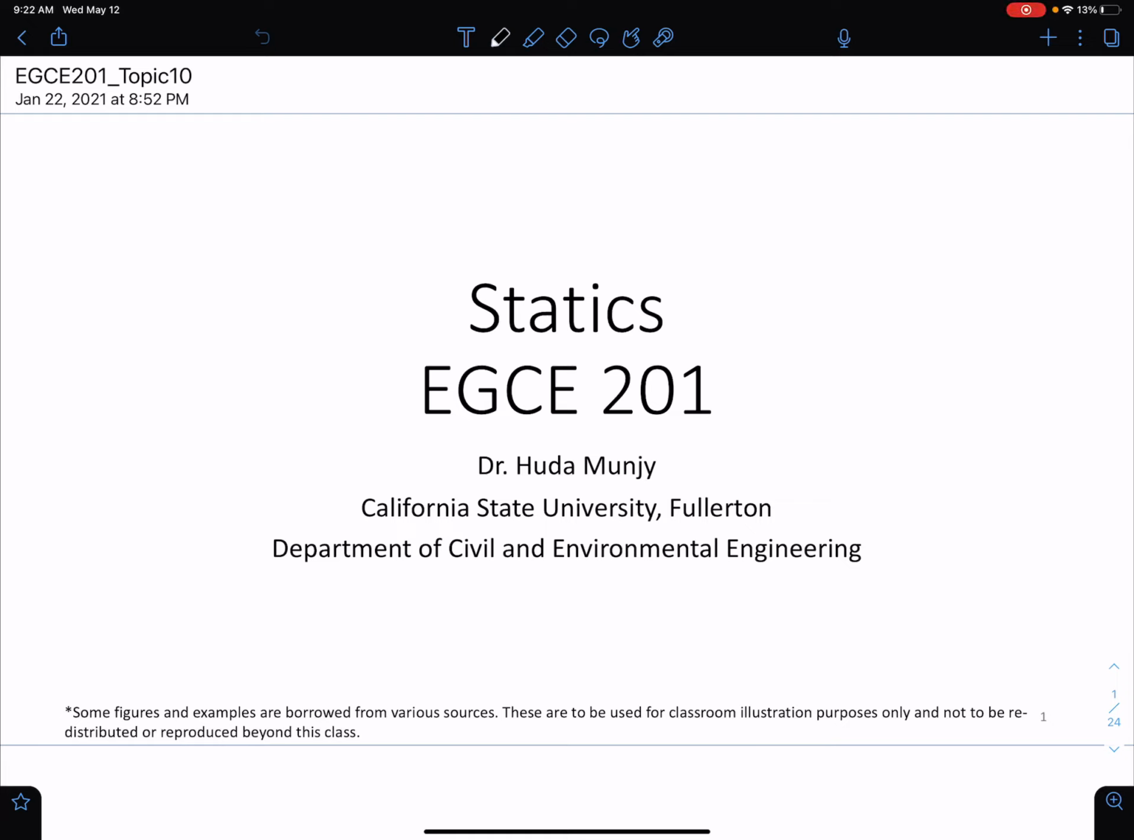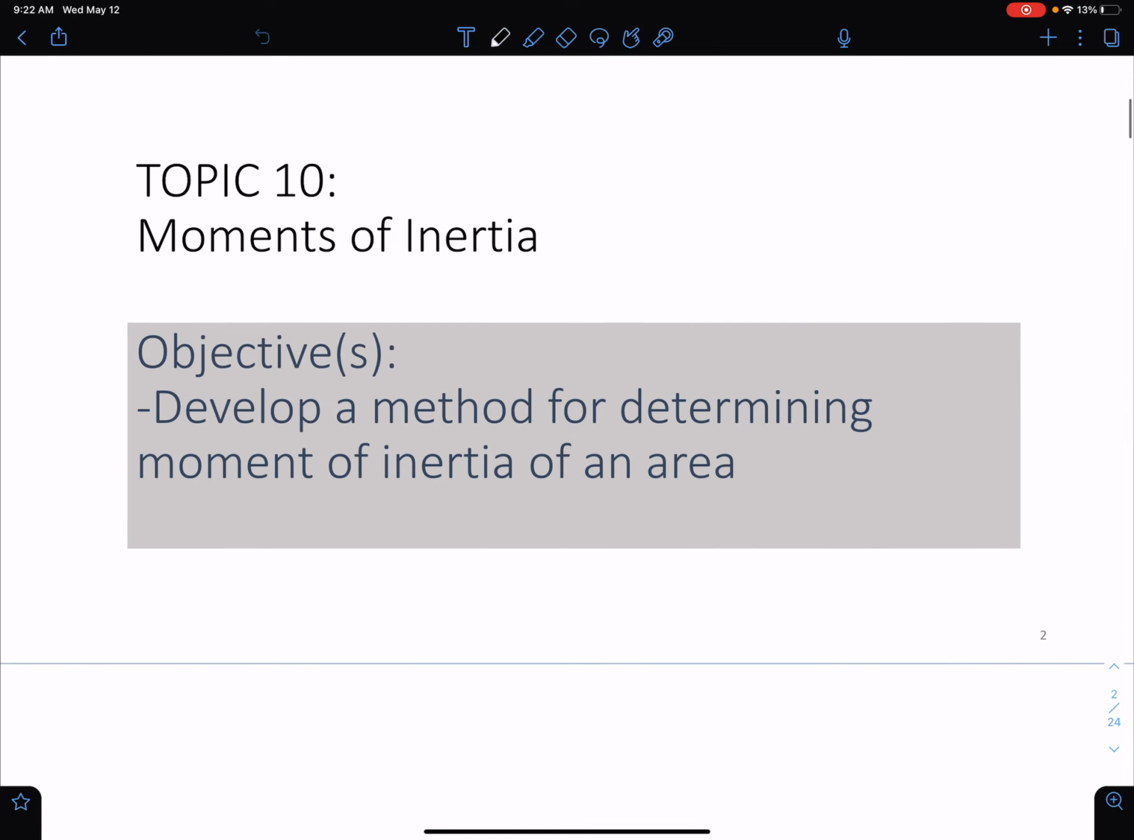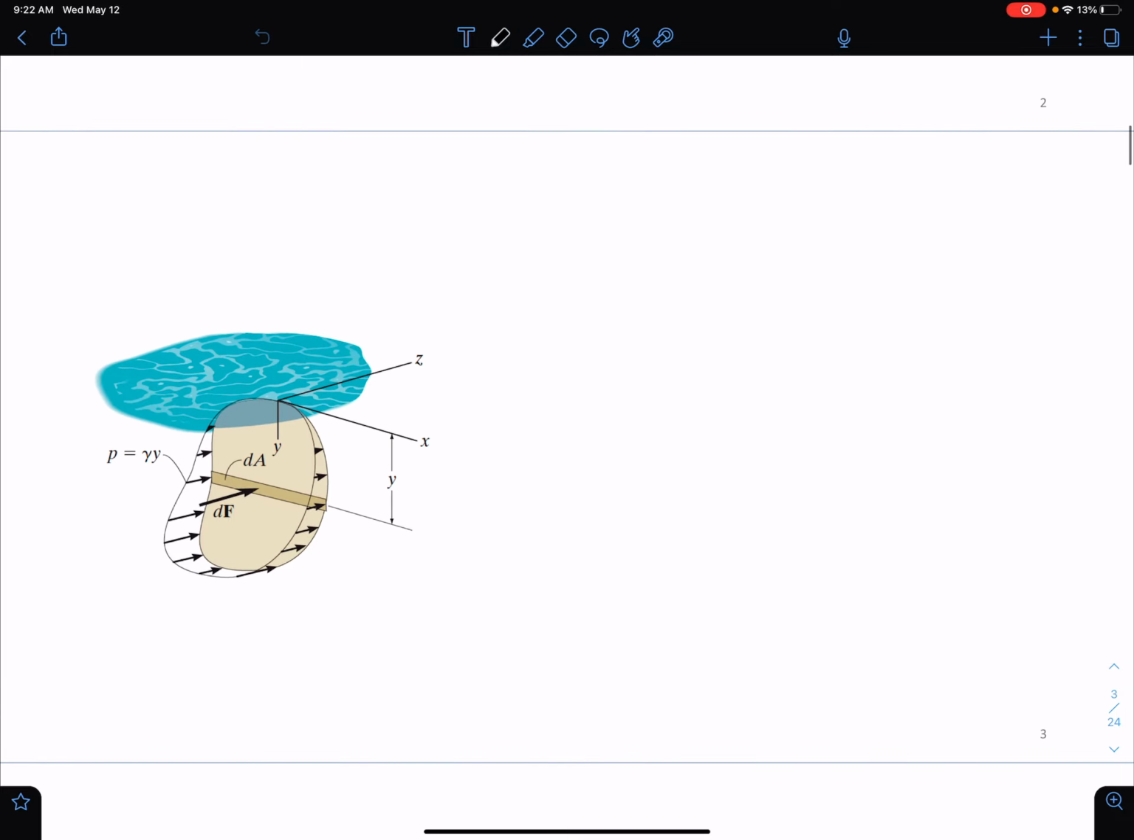Okay, so this video is going to go over topic 10 for EGCE201 statics. In topic 10, we're going to discuss moment of inertia, and we're going to develop a method for determining the moment of inertia of any area. Okay, so let's start by first understanding what moment of inertia is.